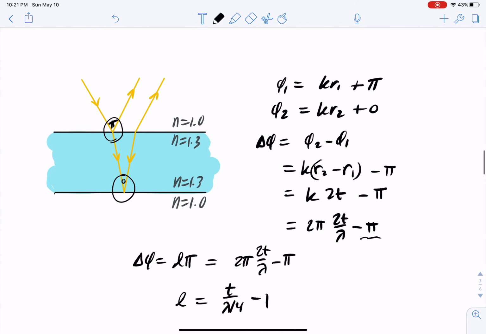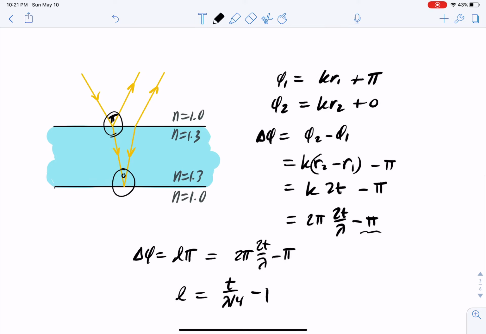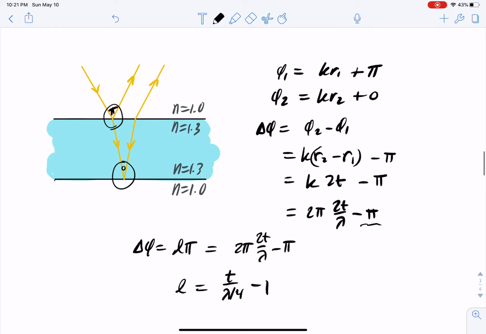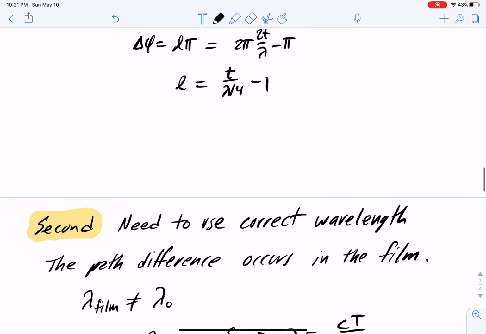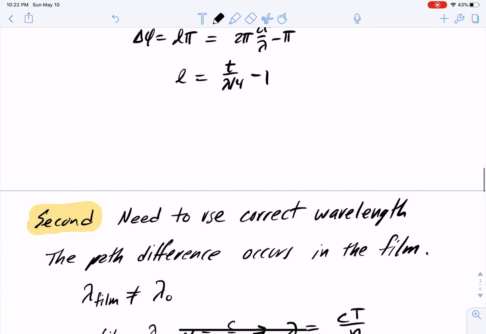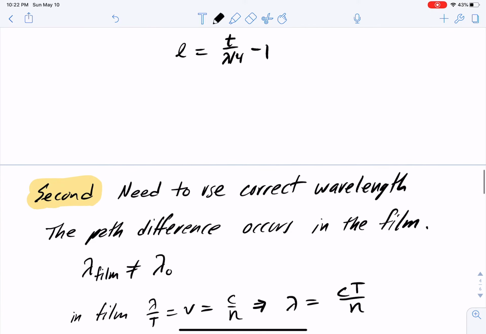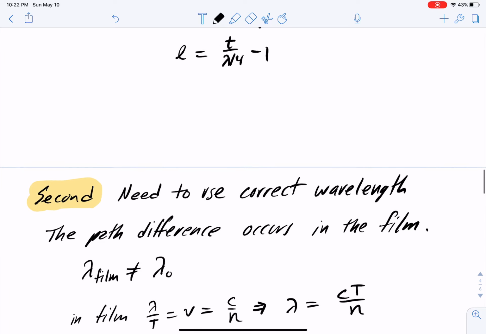Okay, so we need to also consider that when we're calculating these thin films, we have two kinds of reflections. One picks up a phase shift and the other doesn't. The other thing is that we need to use the correct wavelength. The wavelength of light changes when it goes into something that is an index of refraction other than 1. So in a vacuum, we have this fixed wavelength, but when it goes into a medium, the wavelength changes.